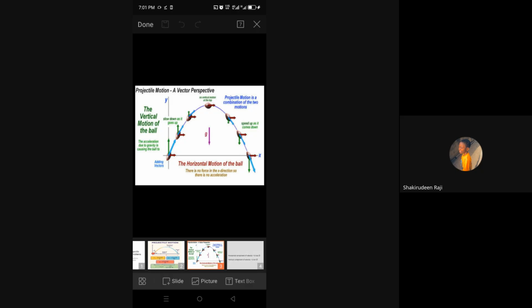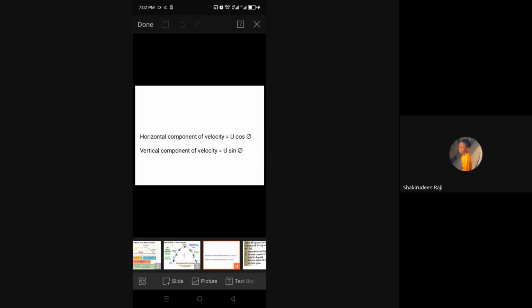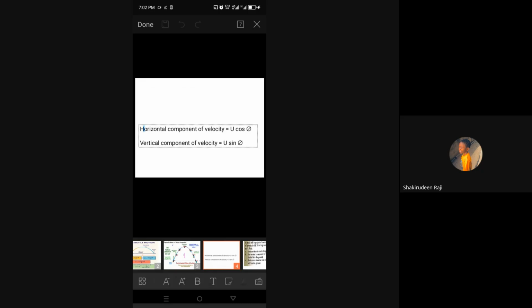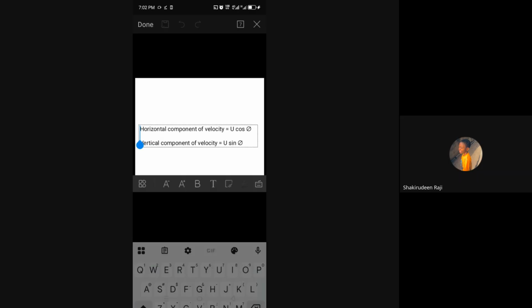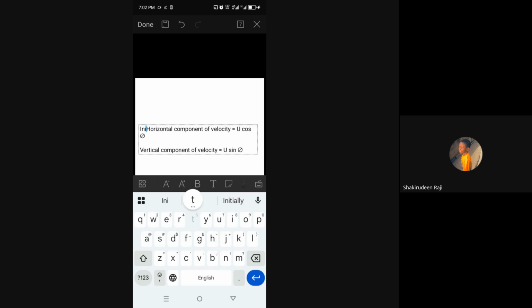So I've said that before. To check your knowledge of even just normal motion, let me check your knowledge of normal motion. These are some of the things I've said just now. Horizontal component of velocity is u cos theta. Vertical component of velocity is u sine theta. That is the initial velocity, when the projectile is just beginning its motion.